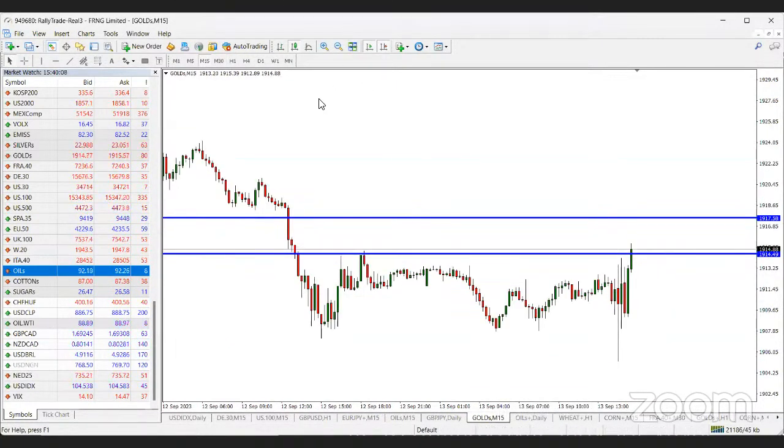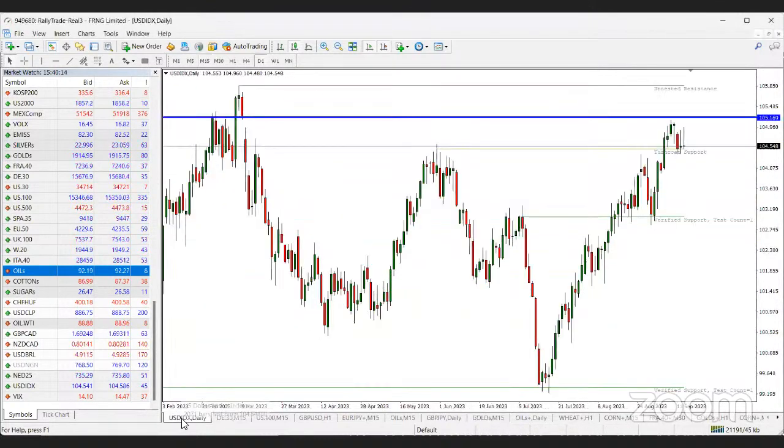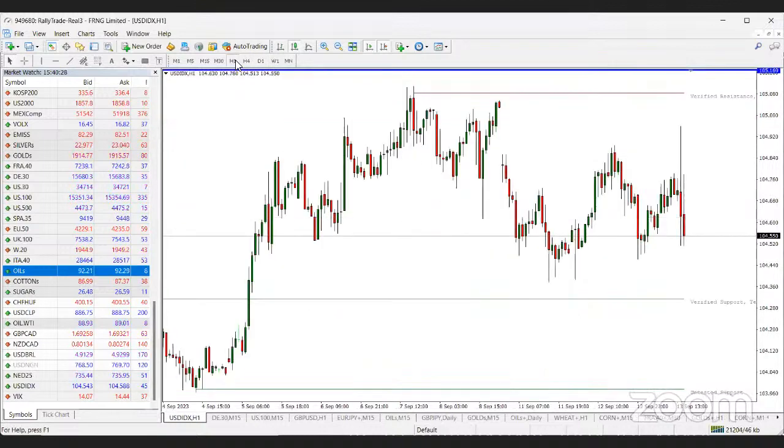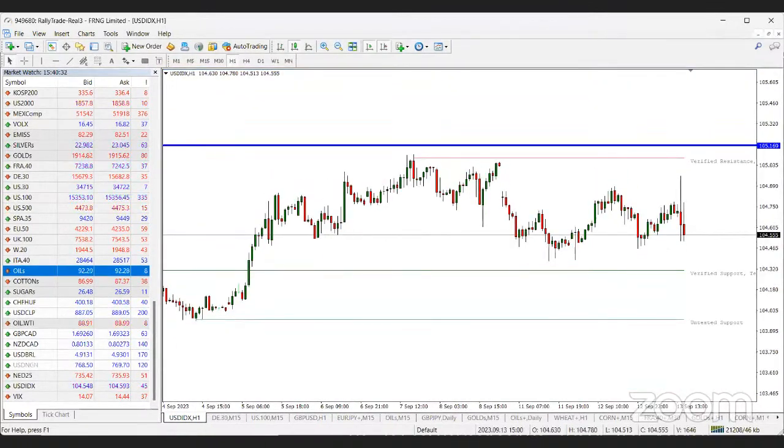Okay. CPI came out positive for the USD, but we see USD still falling. I'll give you that. What could be the possible reason for this price movement? Now, this is the dollar index on 1 hour. That bullish move that we expected for the dollar.